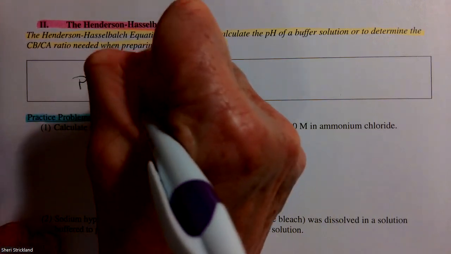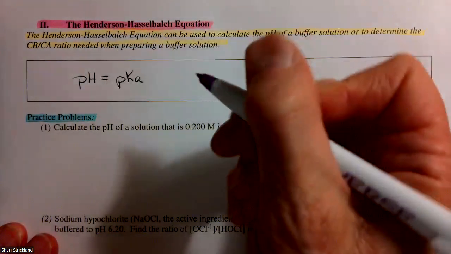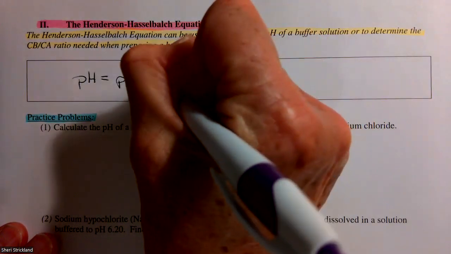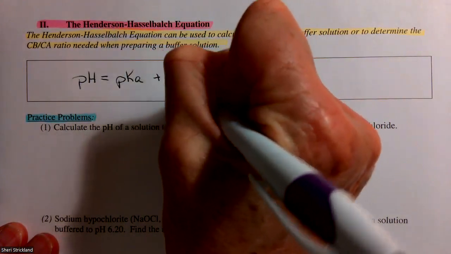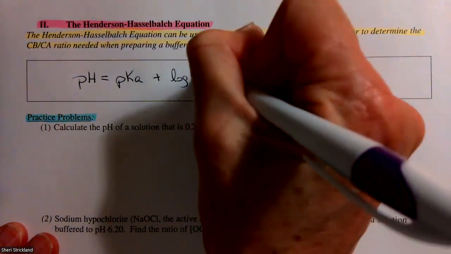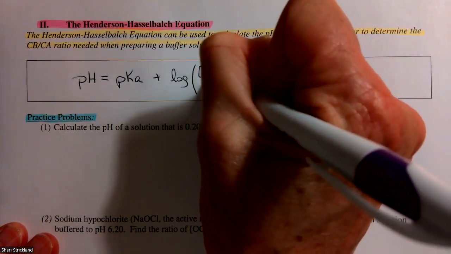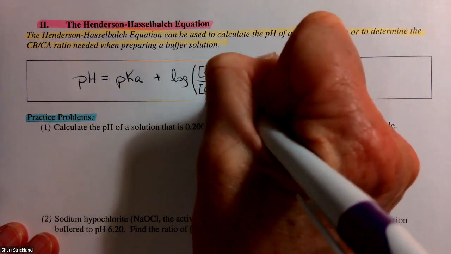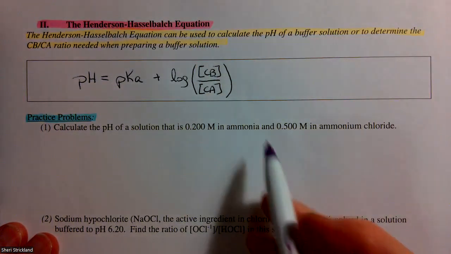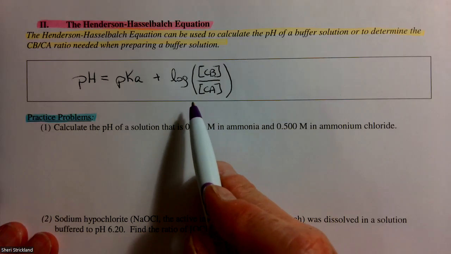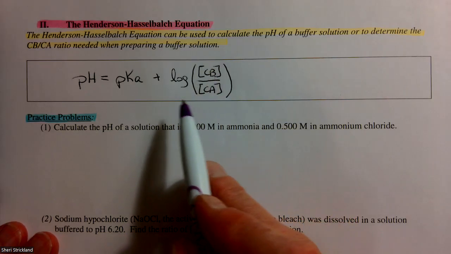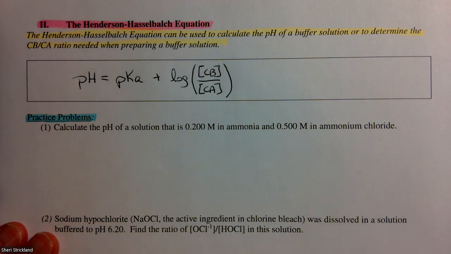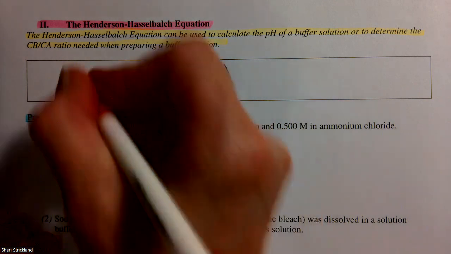pH is equal to the pKa of the conjugate acid plus the log of the concentration, the molarity of the conjugate base divided by the concentration of the conjugate acid. Now, sometimes we'll do this with concentrations, and sometimes we'll be able to simplify this to moles, but we'll talk about that. So, a few things I want to point out to you.